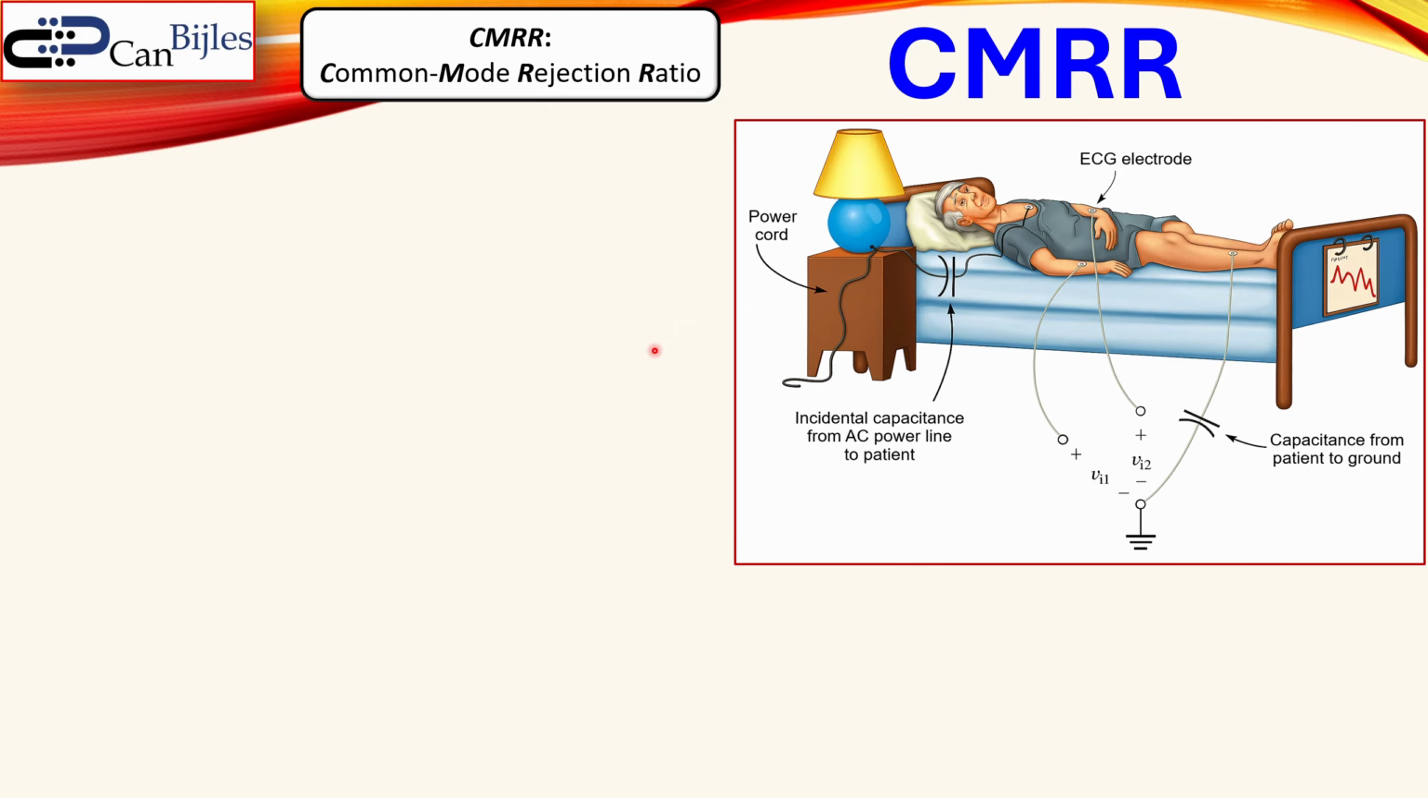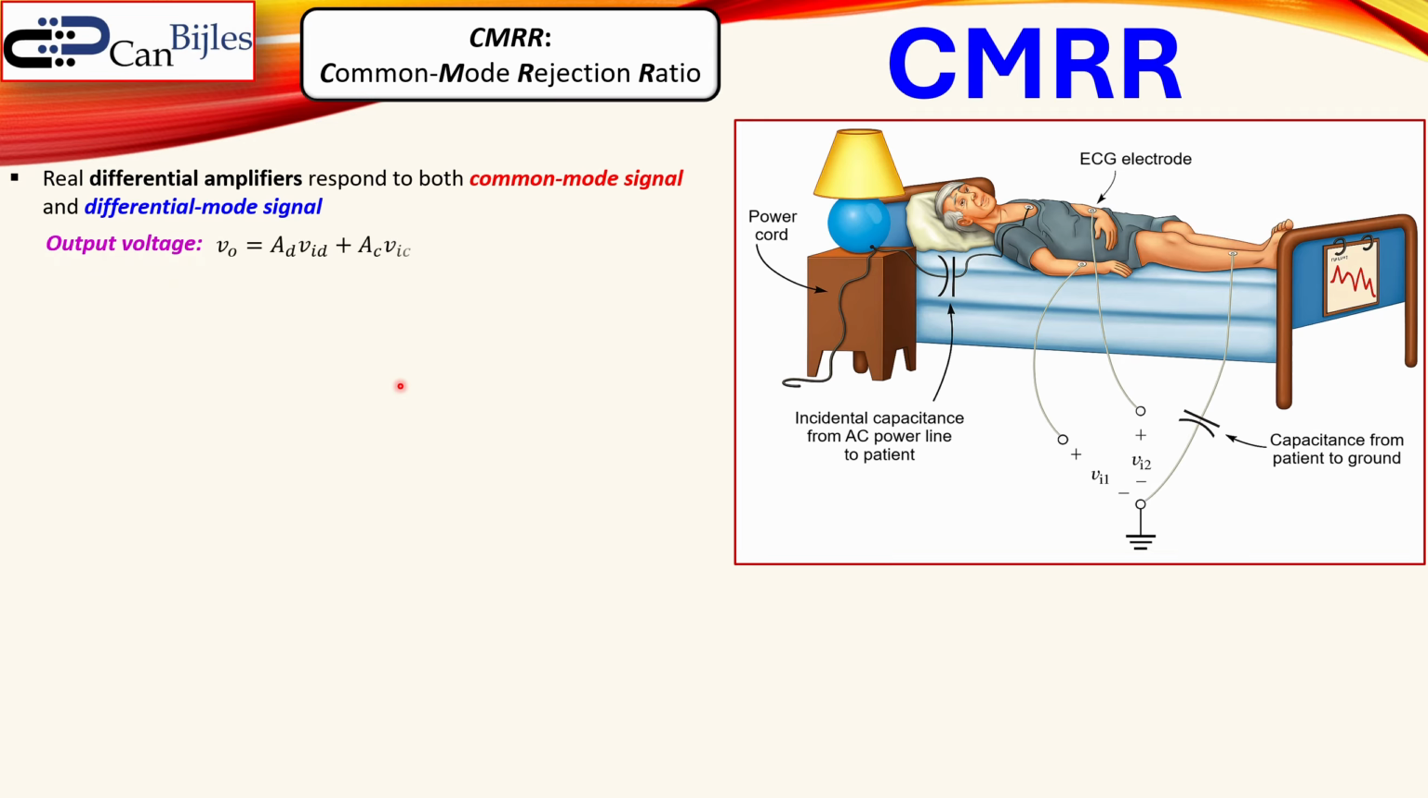Now what happens here actually? This is a practical problem. You see here real differential amplifiers also respond to common mode signal, which is actually what we do not want. And we also have our differential mode signal, which we do want. That's our information. So our output voltage will be a summation of the differential mode gain AD times the differential mode input plus the common mode gain AC times the common mode input. So you see here the expressions and the definitions for these two. Of course, we do not want that. So that means that for a well-designed amplifier, our differential mode gain must be much, much larger than our common mode gain.